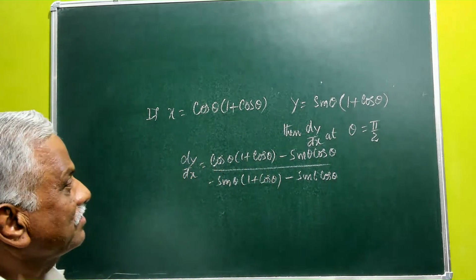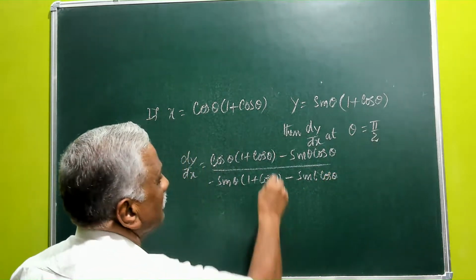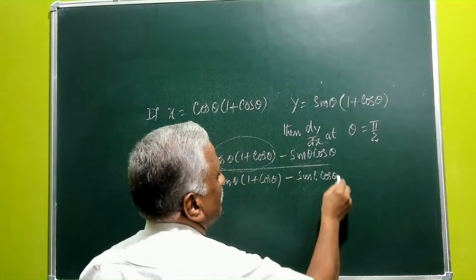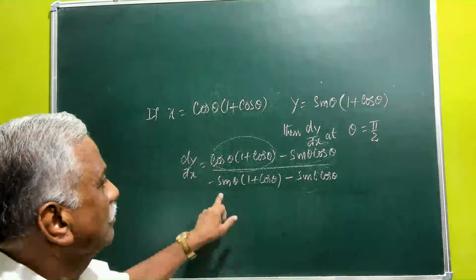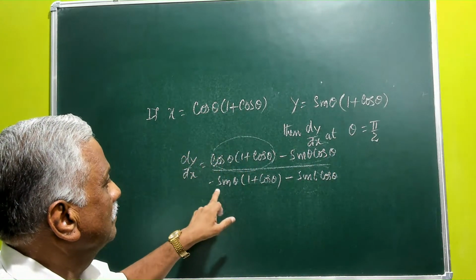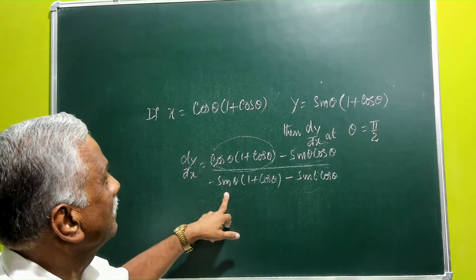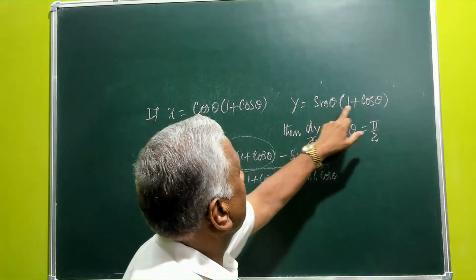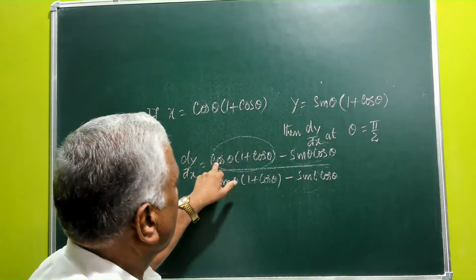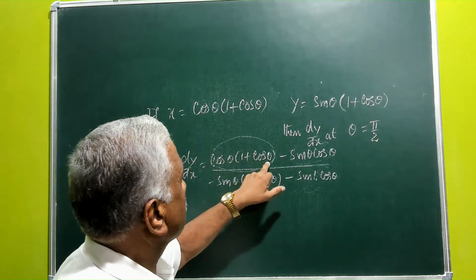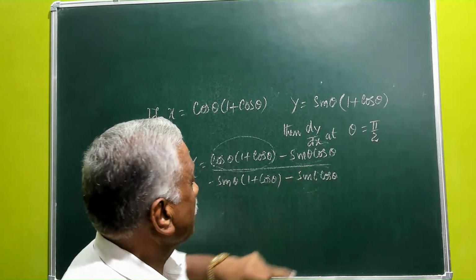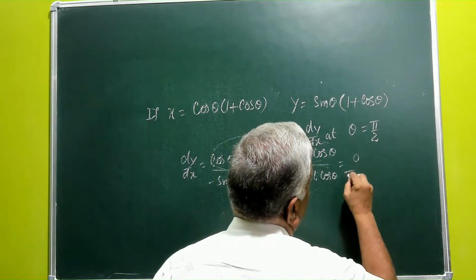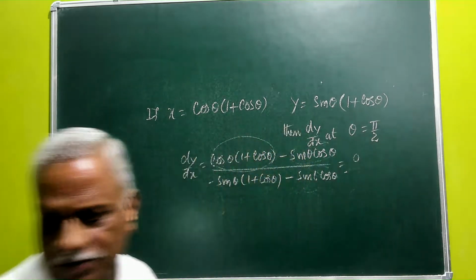Don't go for any simplification. Theta is pi by 2. This is 0. This is also 0. This is also 0. What about this? Minus sin pi by 2. Oh, there is a small mistake here. Sin theta into this. Okay, no problem. Cos theta is 0. This is also 0. Therefore, this is 0. Here cos pi by 2 is 0, sin pi by 2 is 1. So minus 0 by minus 1. So the total answer is 0. You can write the answer as 0.